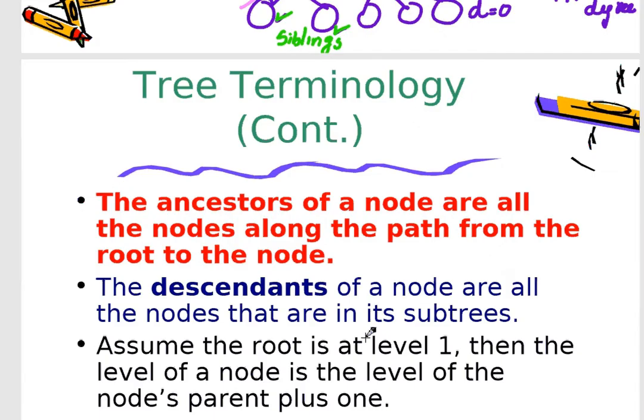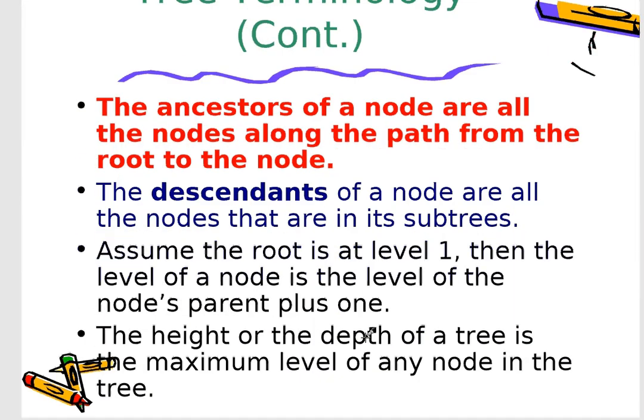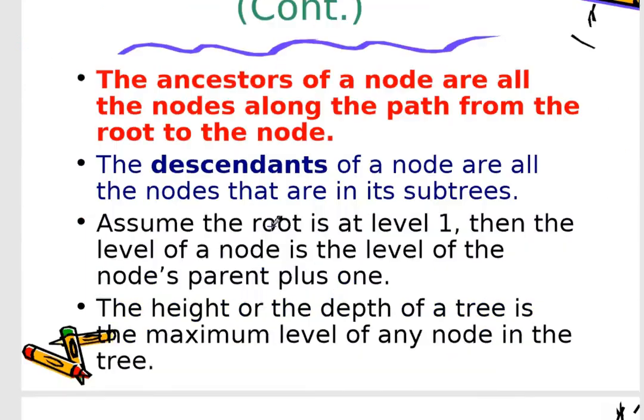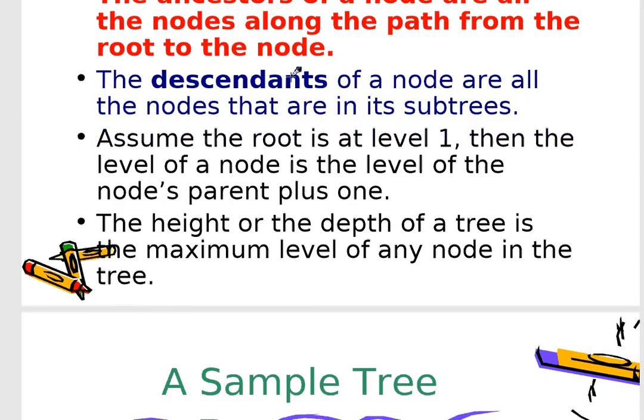And a few more terminologies are there. Next is the ancestor of a node. Ancestors of a node are all the nodes along the path from the root to that particular node. For example, for this node, all the nodes from the root to that node are ancestors of that particular node. Next we have the descendant of a node. Descendants of a node are all the nodes which are under its subtrees. So it is very easy.